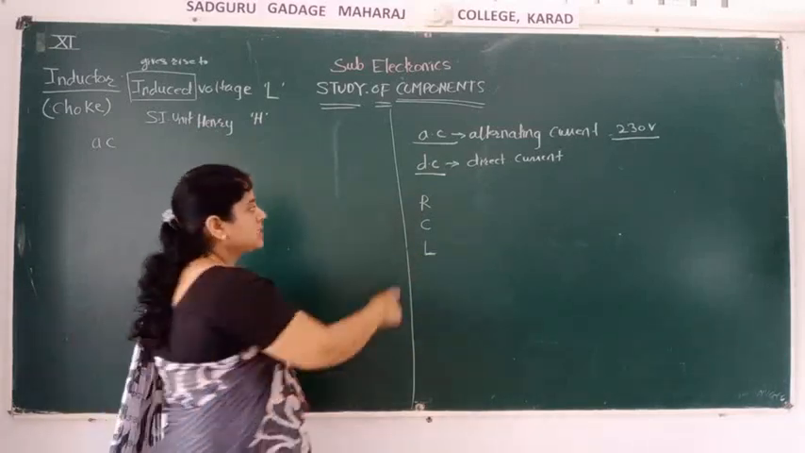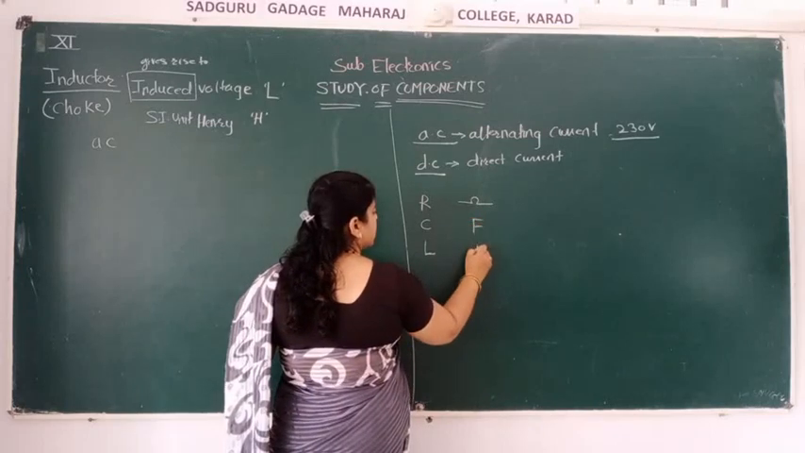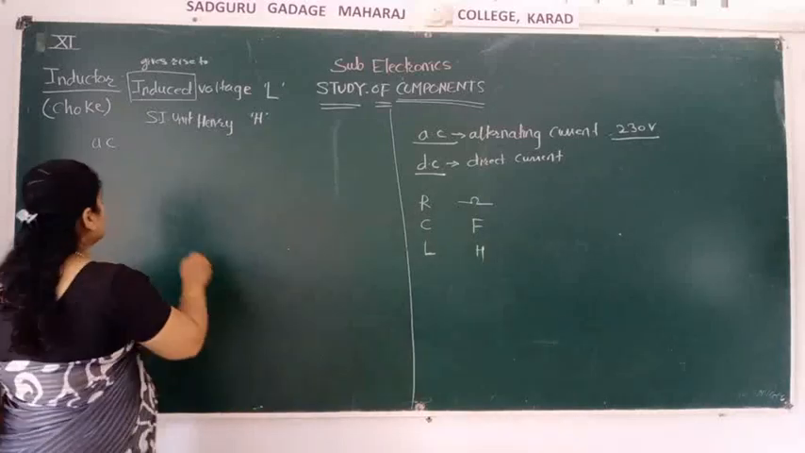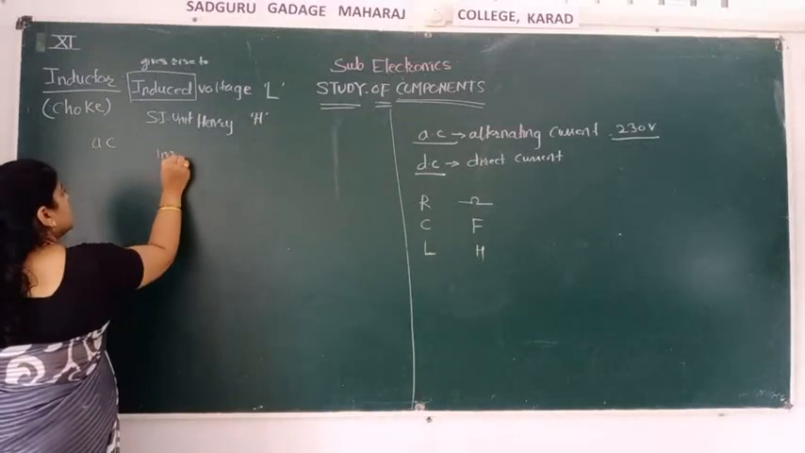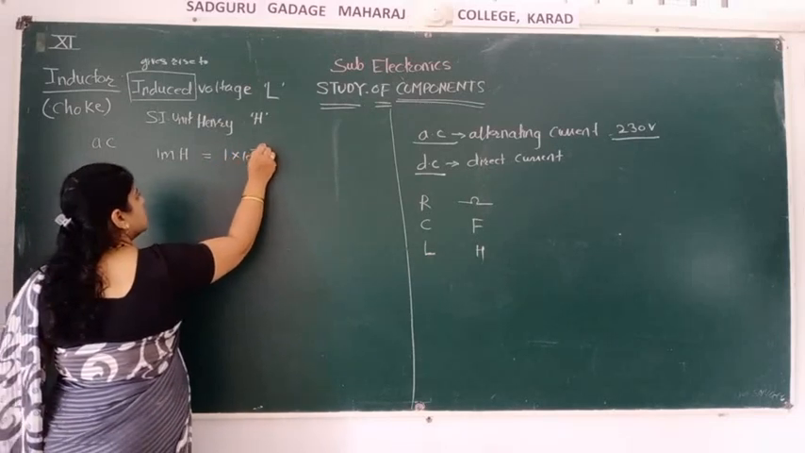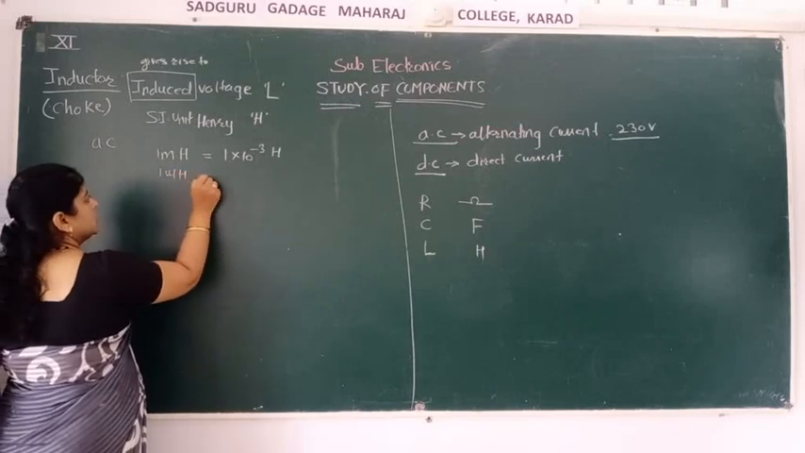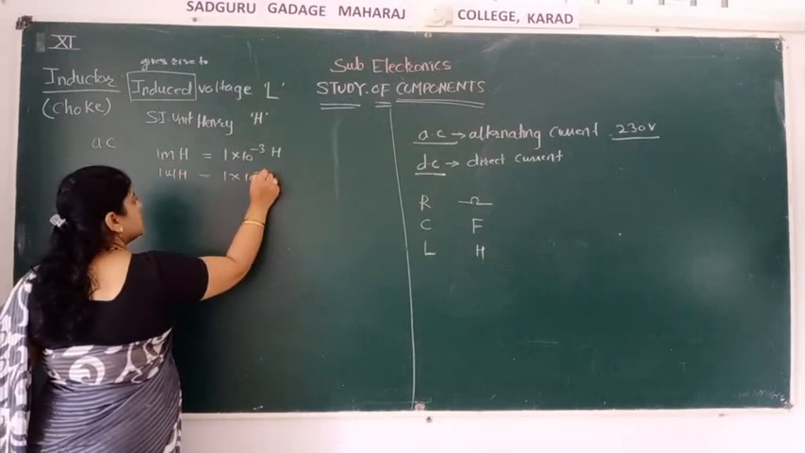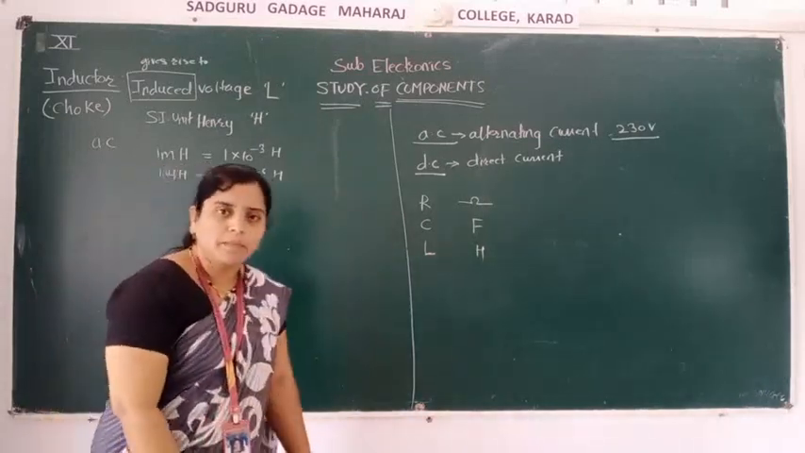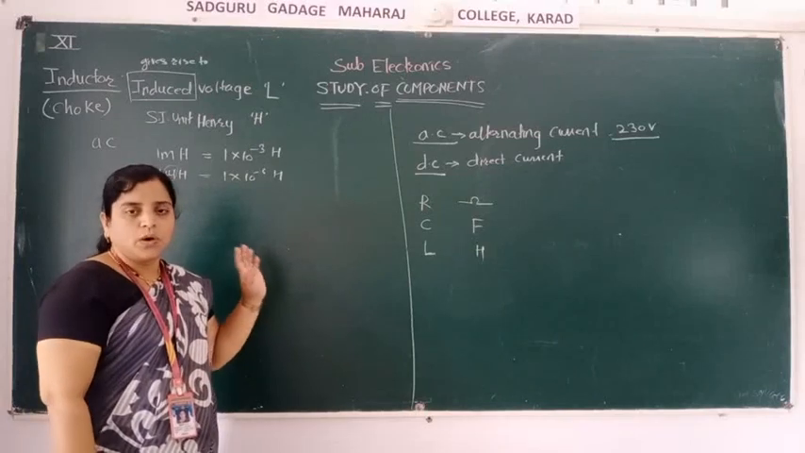So resistor is measured in ohm, capacitor is measured in farad, and inductor is measured in Henry. If suppose it is 1 millihenry, what will it be? 1 into 10 raised to minus 3 Henry. If it is 1 microhenry, then 1 into 10 raised to minus 6 Henry. This mu form is 10 raised to minus 6, and small m is 10 raised to minus 3. All of you understand this?